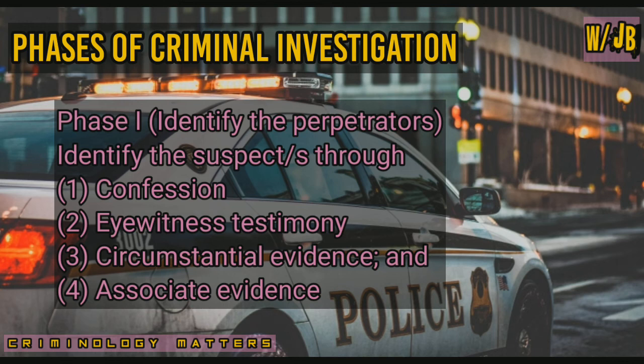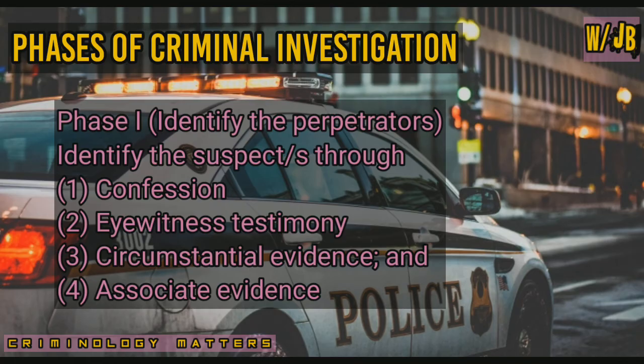Okay. Another way also of identifying the suspect is through the testimony of eyewitness. If there are some individuals who witness how the crime has been committed and who committed the crime, then I think that's a very useful way of identifying the suspect also. Another way of identifying the suspect is through the use of circumstantial evidence and associative evidence. When we talk about circumstantial evidence, these are not direct evidence, but if you combine them together, it will make sense and it will pinpoint who committed the crime, therefore establishing the identity of the suspect.